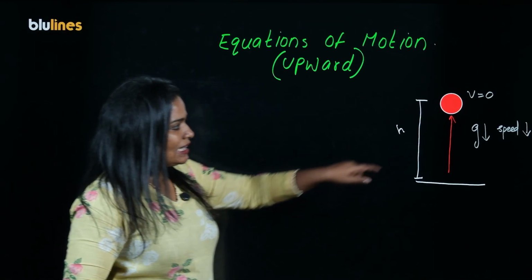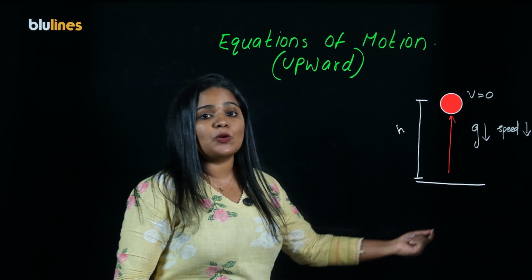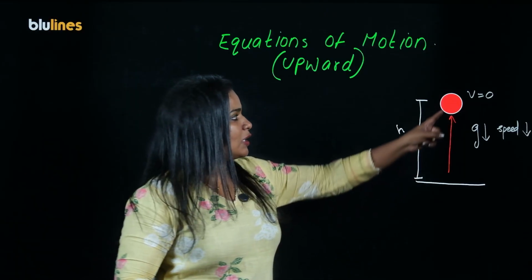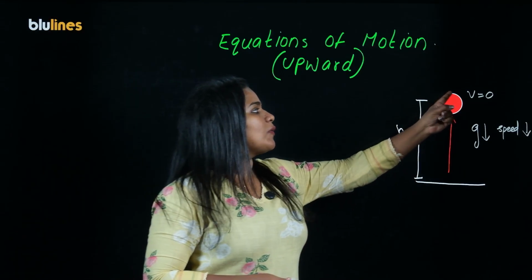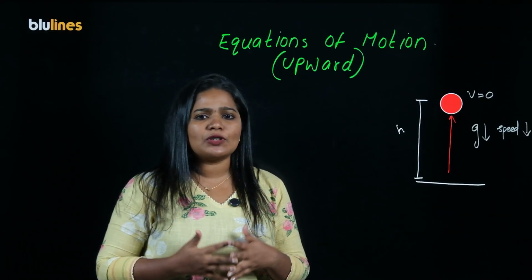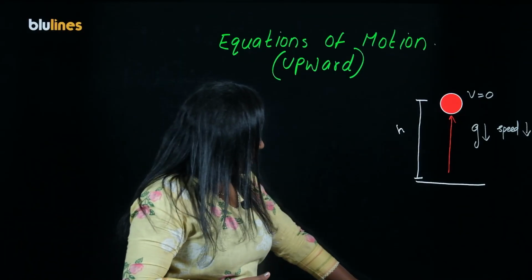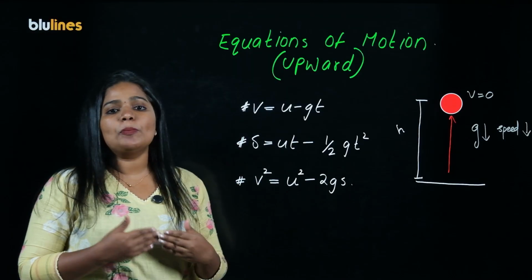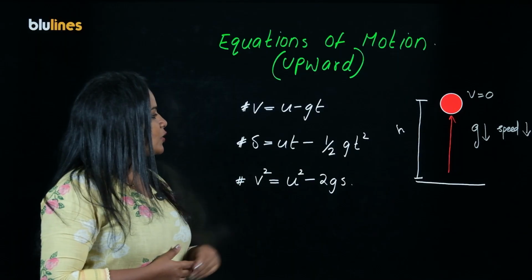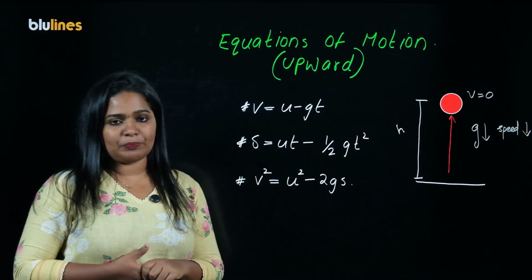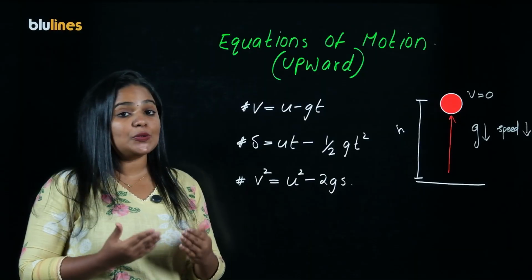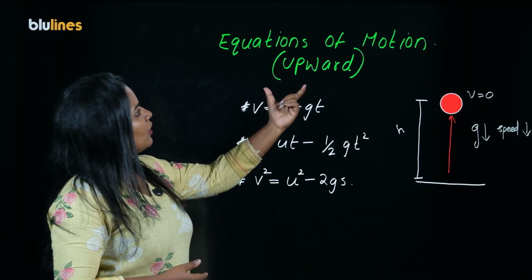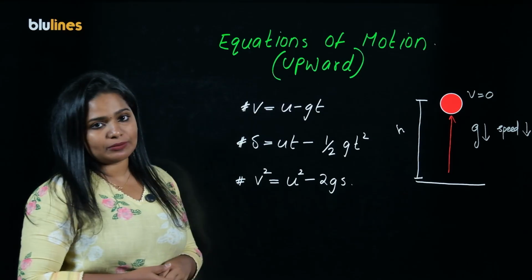Here, we know that g is acting downwards, but the ball is moving upwards. What will happen to the speed? It decreases and reaches 0 at maximum height. So, v is equal to 0. What is the sign for g? It is negative. Let's set the equations of motion for this motion. v is equal to u minus gt. s is equal to ut minus half gt square. And v square is equal to u square minus 2gs. These are the set of equations for upward motion.